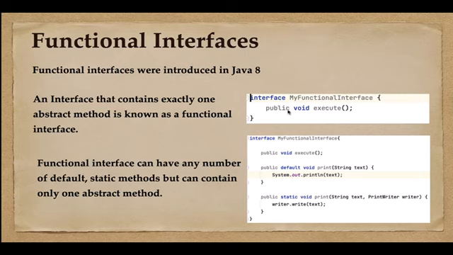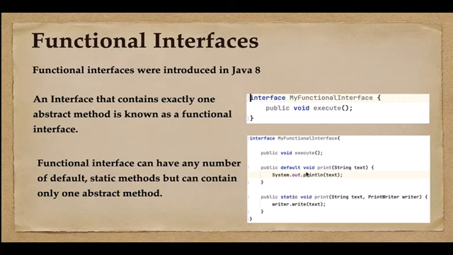and provide the implementation for this method. A functional interface can have any number of default and static methods but can contain only one abstract method. For example, consider the code snippet over here. My functional interface is a functional interface. It contains default and static methods which have implementations, and it can contain only one abstract method, the execute method. So a functional interface is an interface that contains only one abstract method, but it can contain any number of default or static methods.